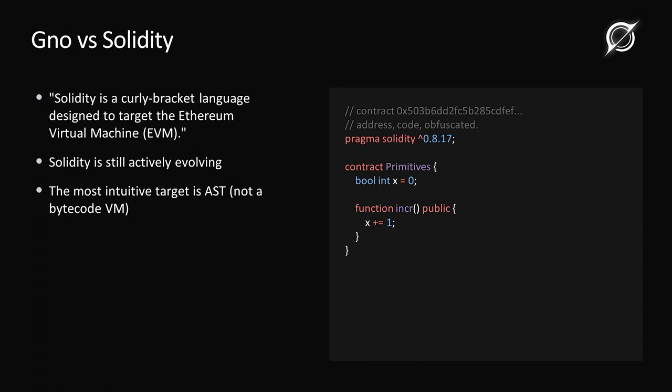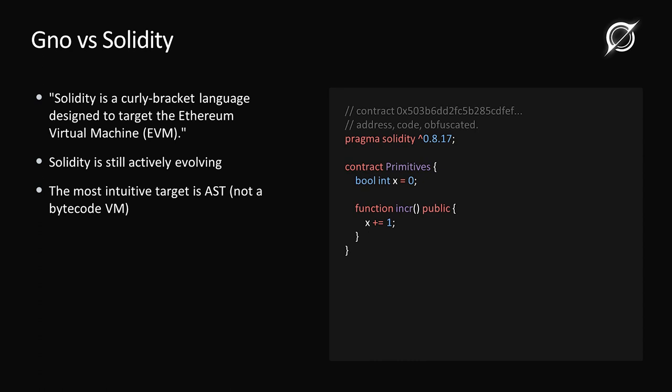Well, Solidity targets the EVM. That's what it's designed for. Go's not. Solidity's still kind of actively evolving, and Go is too. But Go before generics came in was pretty solid, right?